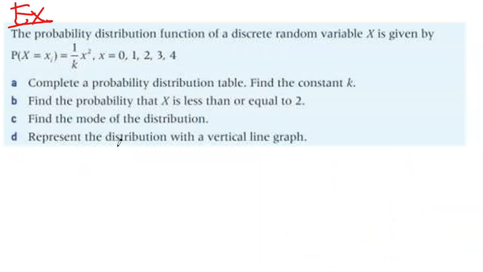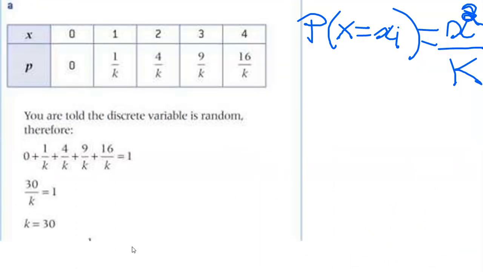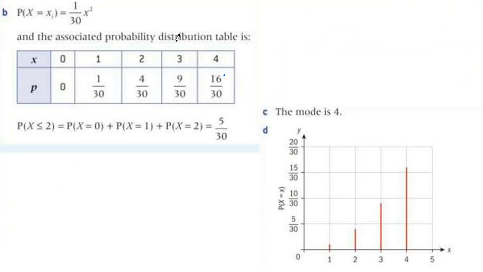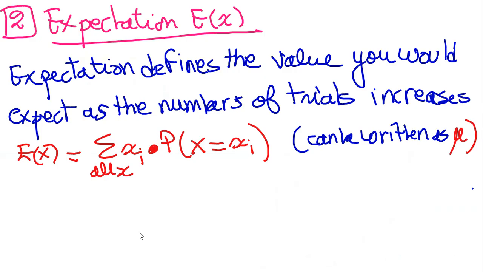And the last question presents the distribution with a vertical line graph, so you can see it here. So you put x here on the x-axis. I have 0, 1, 2, 3, 4, and then for each one I will represent y as the probability, and I can graph it.